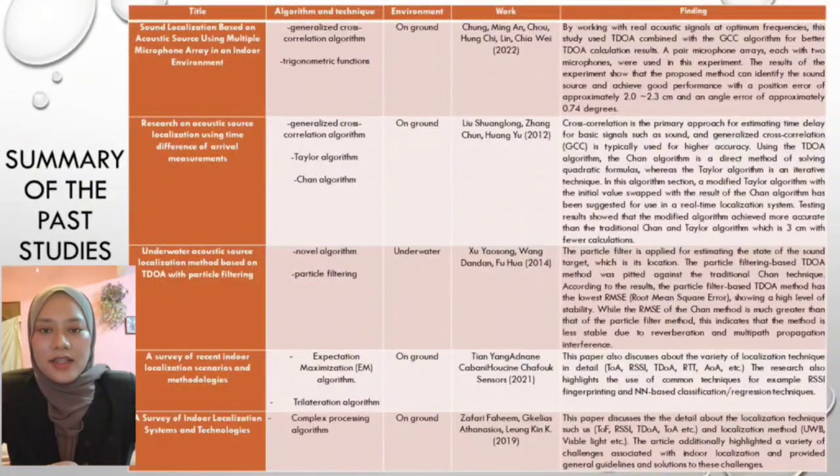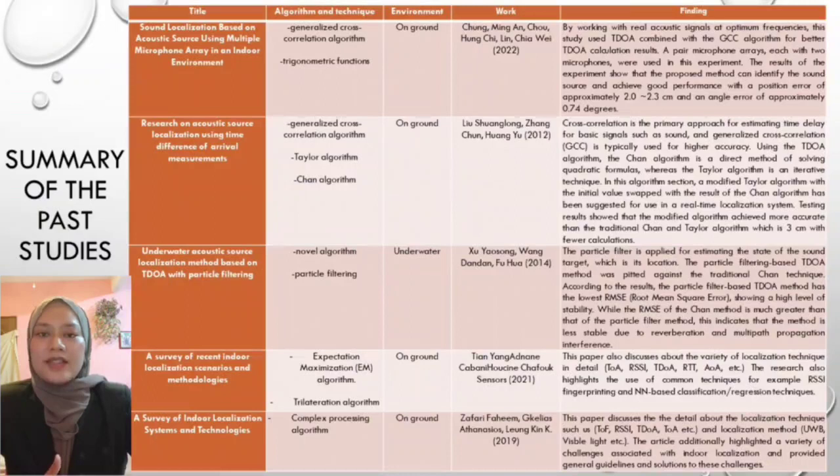What I find in this article is that by working with the real acoustic signal at the optimal frequency, this study used TDOA combined with the GCC algorithm for better TDOA calculation results. A pair microphone array, each with 2 microphones, was used in this experiment. The result of the experiment shows that the proposed method can identify the sound source and achieve good performance, which is a position error of 2 to 2.3 cm and an angle error of 0.74 degrees.